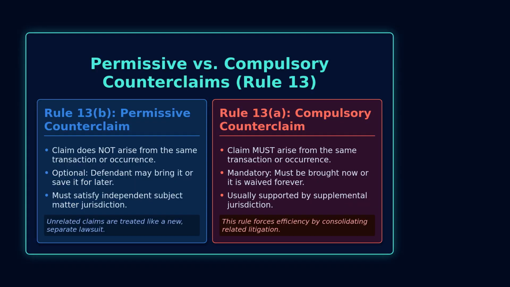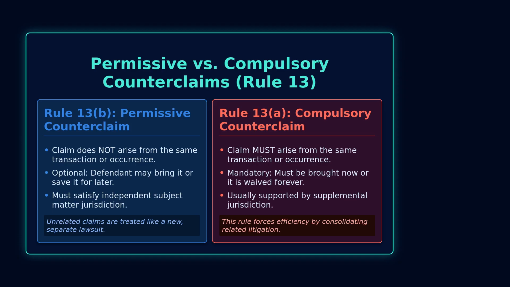Having established the landscape of Rule 13, we must first clarify the optional claim, the permissive counterclaim, governed by Rule 13b. A permissive counterclaim is any claim a defendant has against a plaintiff that does not arise out of the transaction or occurrence that is the subject matter of the original lawsuit. Think of it as an entirely separate lawsuit shoehorned into the existing case file. Because these claims are unrelated to the core dispute, they must independently satisfy all jurisdictional requirements, including subject matter jurisdiction.